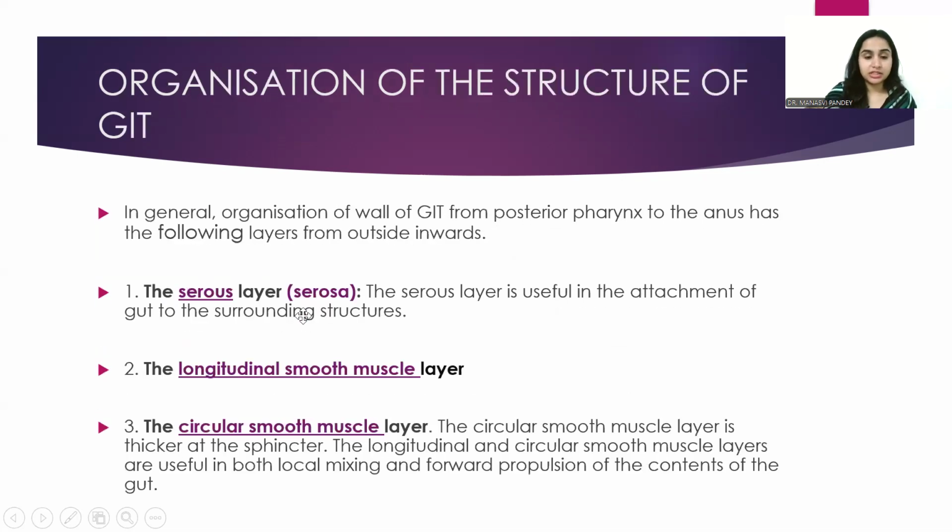So let's look in detail at these layers. In general, the organization of the wall of the GIT from the posterior pharynx to the anus has the following layers from outside inwards. The serous layer, or the serosa, is useful in attachment of the gut to the surrounding structures. Then we have the muscularis externa, which comprises longitudinal and circular smooth muscles. The circular smooth muscle layer is thicker at the sphincter. Both the longitudinal and circular smooth muscle layers are useful in local mixing and forward propulsion of the contents of the gut.